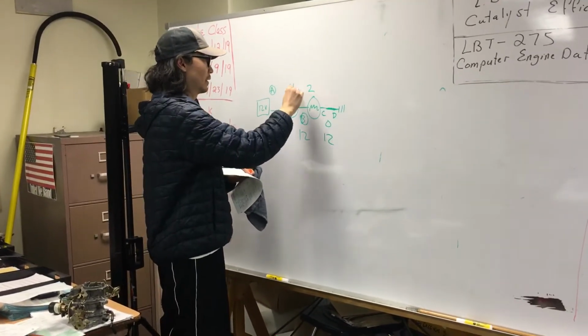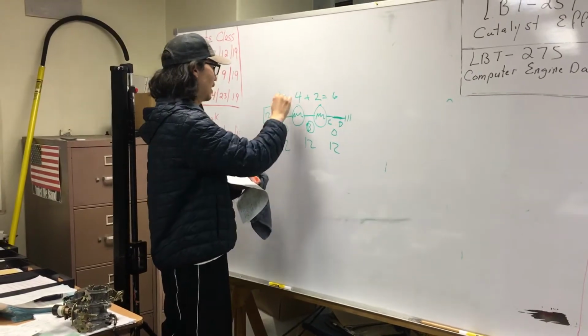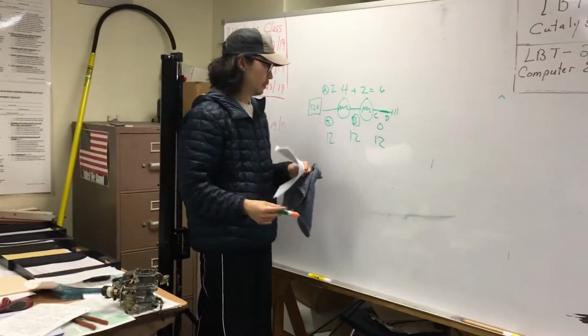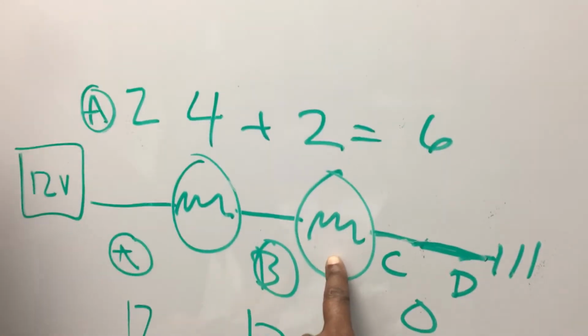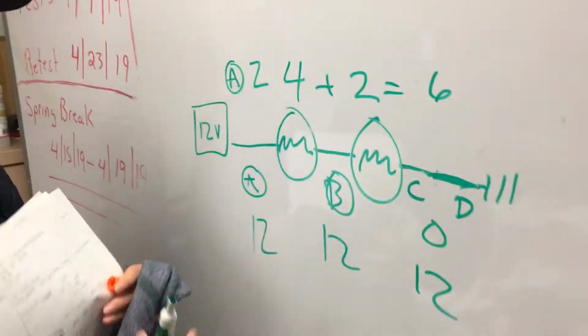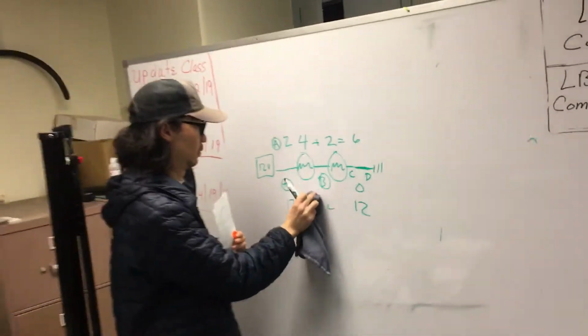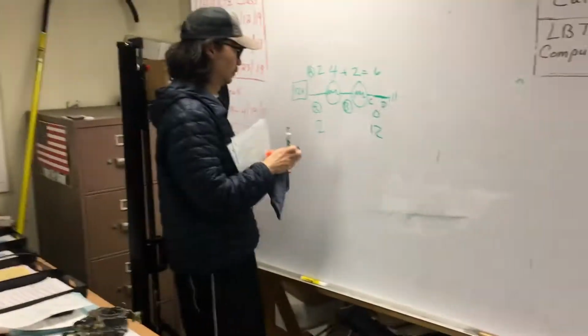6 divided by that equals 2 amps, right? Now, each load is going to drop voltage. How much it's going to drop depends on the resistor. The first one is 4, the other one is 2. So now you're going to measure the voltage drop on each one.